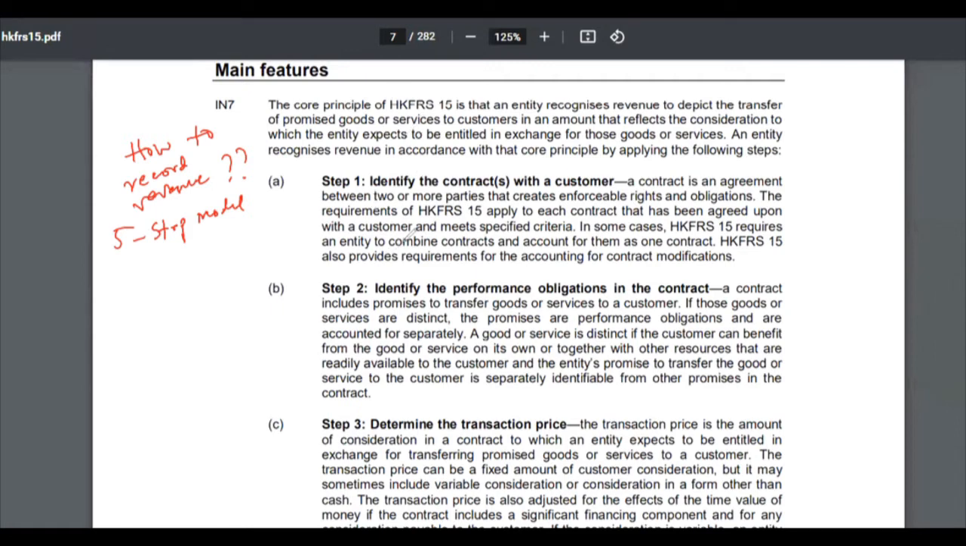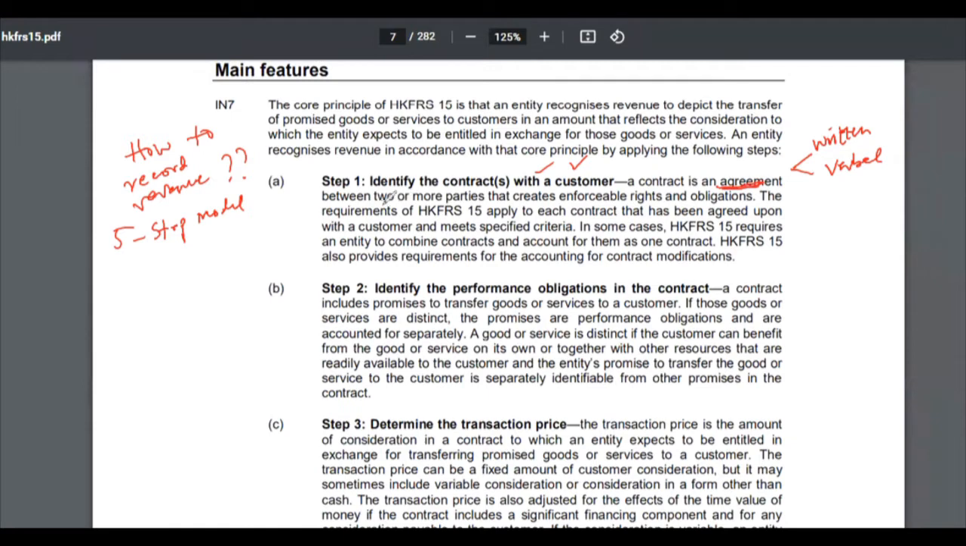As you see, there are 5 steps. The first step is identify the contract with the customer, right? So the first step is to have a contract with a customer. What is a contract? So they've defined a contract. A contract is an agreement, right? This agreement could be written, or this agreement could be verbal, right? An agreement can take any form. So it is very important to understand that there should be an agreement. That's the first step of identifying the contract with a customer.